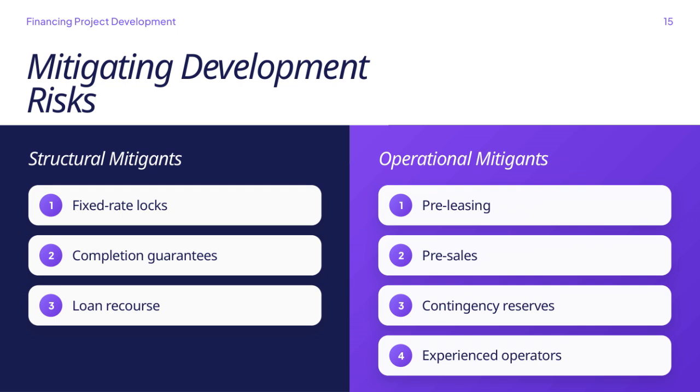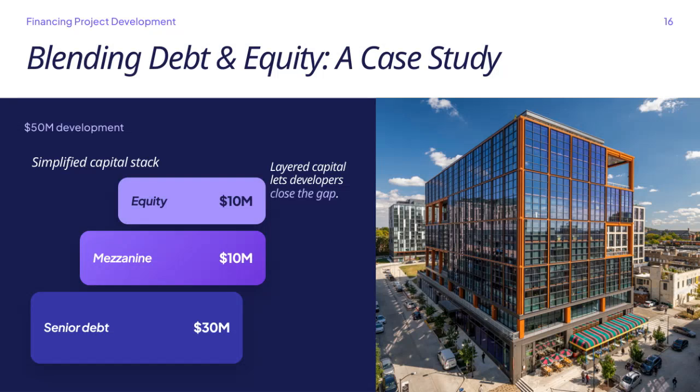Together, these strategies create a comprehensive approach to financing project development by addressing both financial and operational risks. Here we have a case study illustrating how blending debt and equity can effectively finance a $50 million development project. The capital stack is simplified into three main layers.